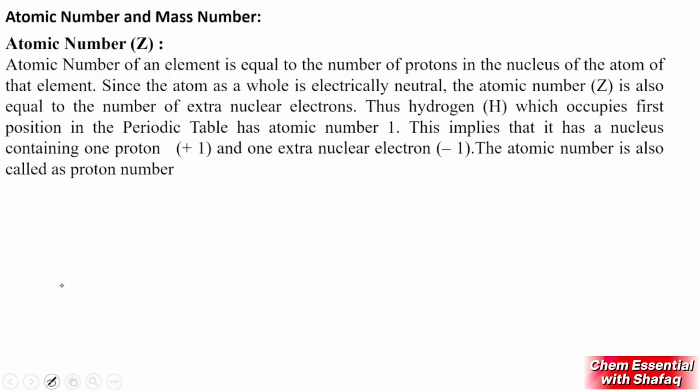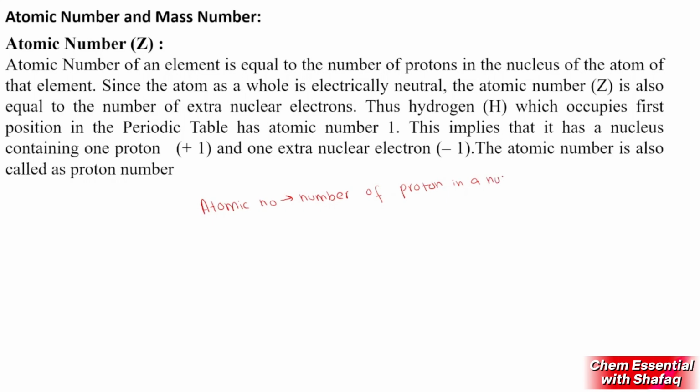Basically, atomic number is the number of protons present inside the nucleus. So, atomic number is the same as the number of protons present in a nucleus. Okay, number of protons in a nucleus.